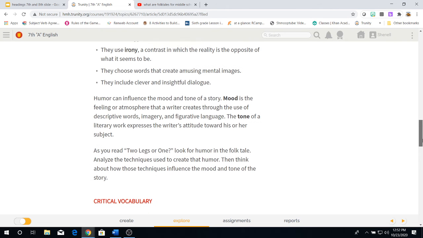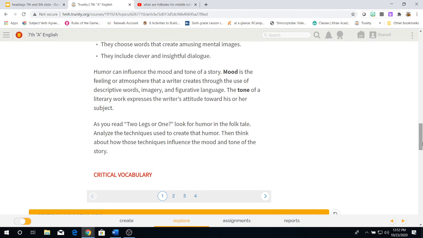Humor can influence the mood and tone of a story. Mood is the feeling or atmosphere that a writer creates through the use of descriptive words, imagery, and figurative language. The tone of a literary work expresses the writer's attitude towards his or her subject. As you read Two Legs or One, look for humor in the folktale and analyze the techniques that are used to create that humor. Then think about how those techniques influence the mood and the tone of the story.